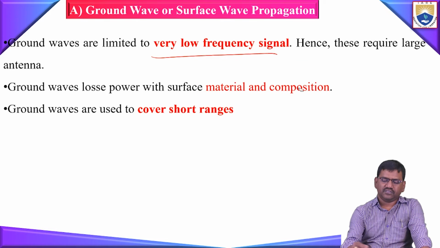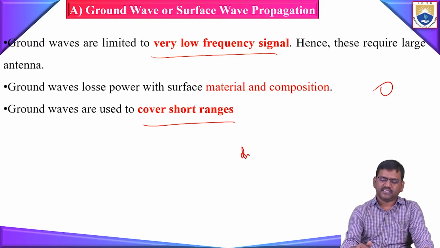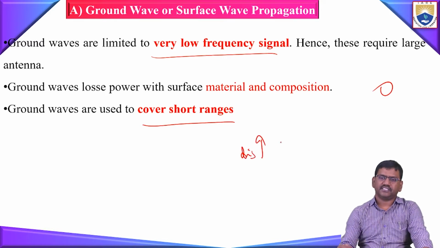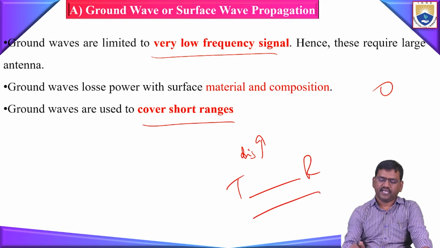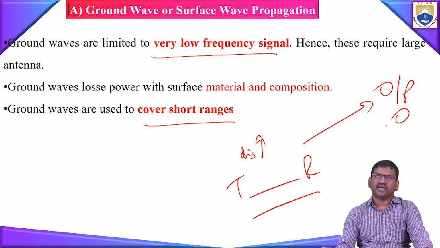So the ground waves are also used for short range communication. As the distance is increased, more energy is absorbed by the ground. Hence the final received power at the receiving antenna becomes zero as the distance between the transmitting antenna and the receiving antenna is increased. That means zero power reaches the receiving antenna.